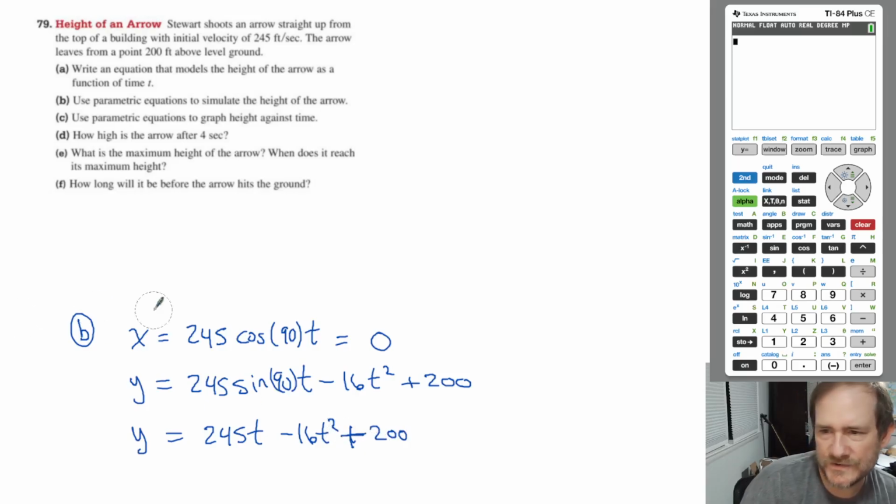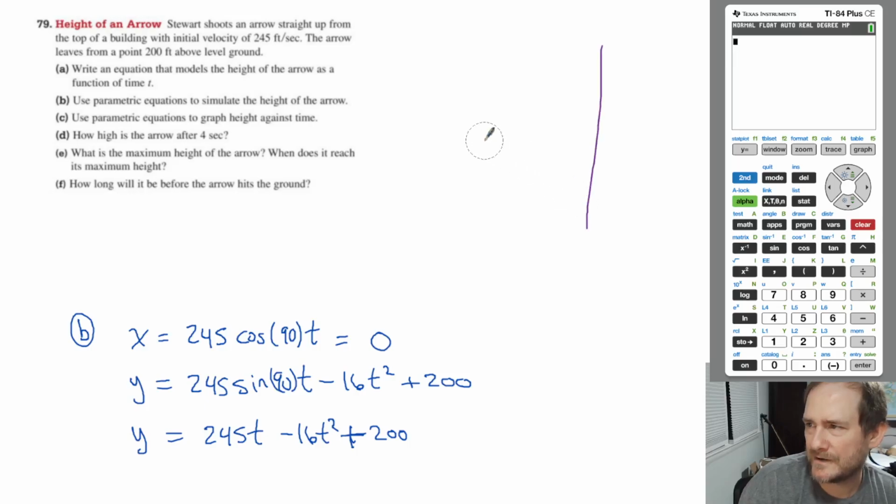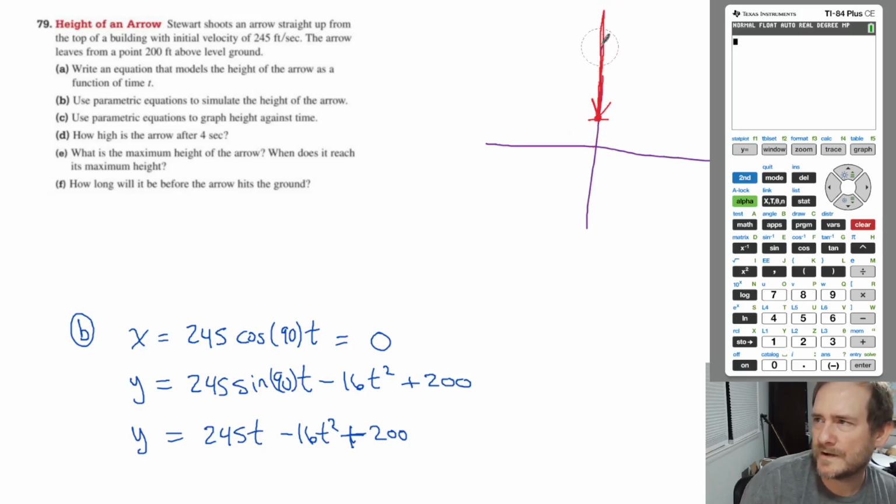And your x equation is just constantly 0, which should make sense because the path of the arrow is essentially that from wherever he's standing, at an initial height of 200, he just shoots it straight up. So up it goes, and then down it comes. And so the x is definitely going to always stay 0, but the y is going to go up and come back down. So now that we've done this, let's go back to part A.